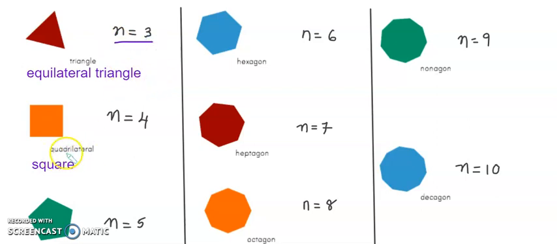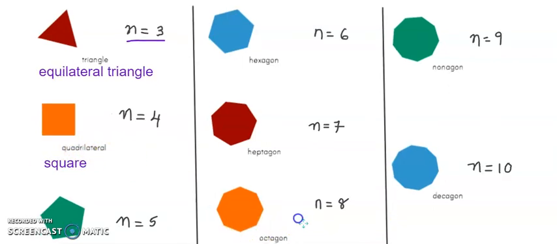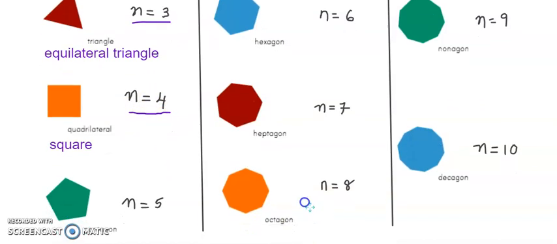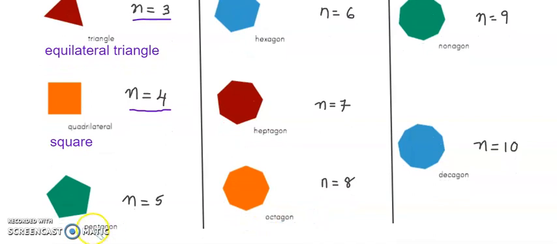Next is a quadrilateral. Quadri means 4, right? So a regular quadrilateral is a square and n, representing the number of sides, equals 4. The next one is the pentagon. Penta means 5. So the number of sides is 5.